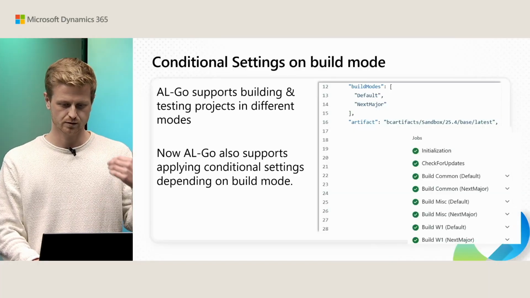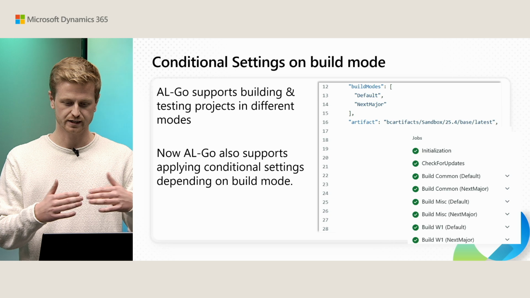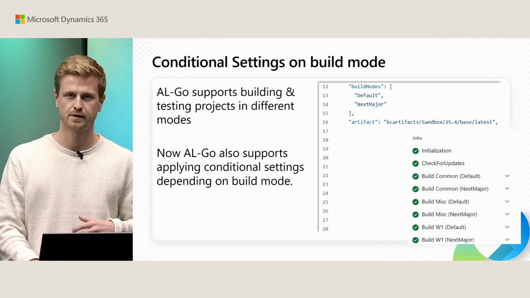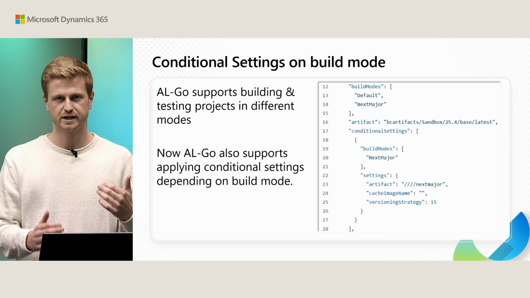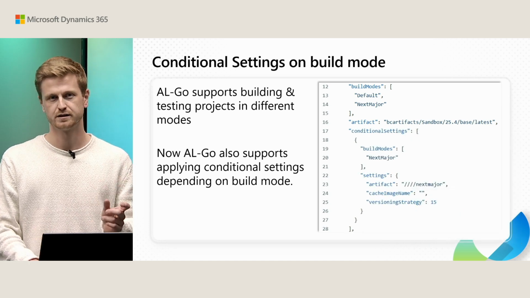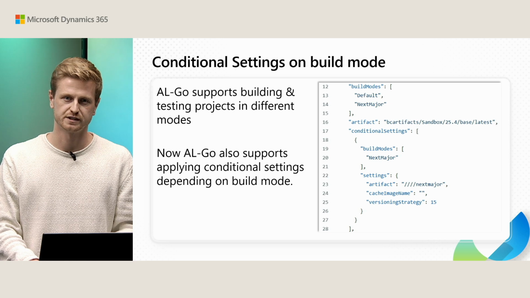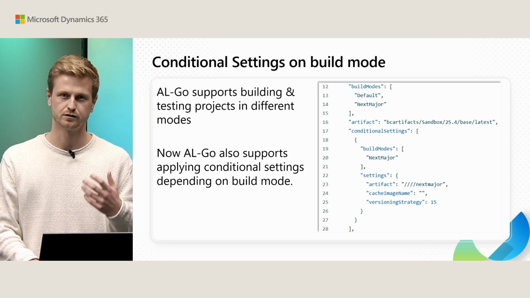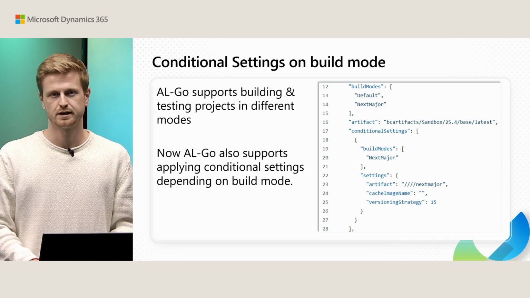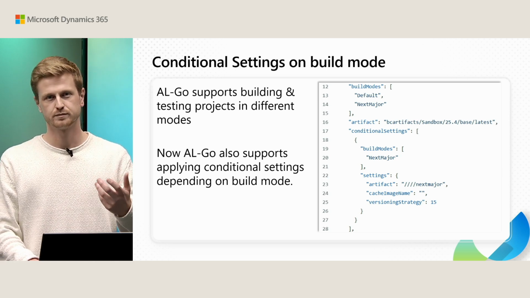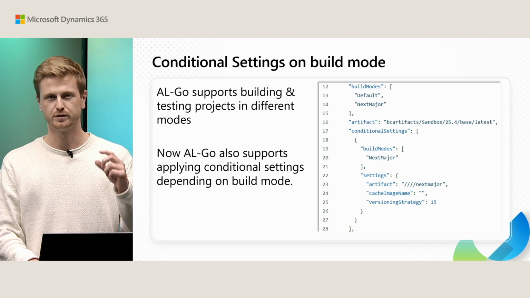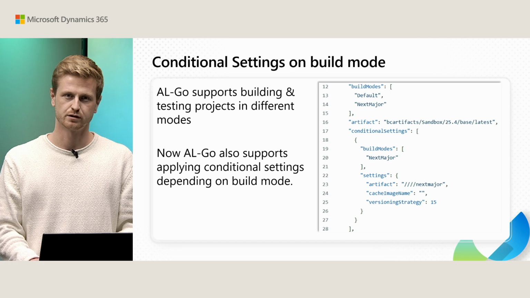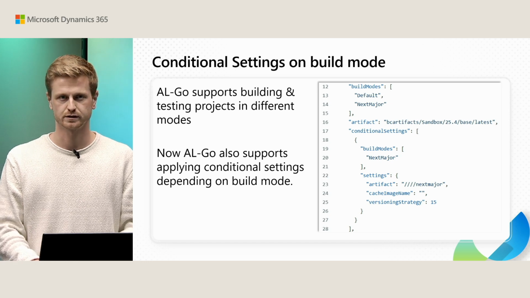So when you build your CI/CD, you'll get these builds in default and next major mode. And now with conditional settings, you can then specify that in your next major build mode, for example, it might make sense that you want to grab the next major artifact rather than the 25.4 artifact. And so ALGO will grab the conditional setting here when we're building in next major mode, and we'll grab the next major artifact instead of the 25.4 artifact.